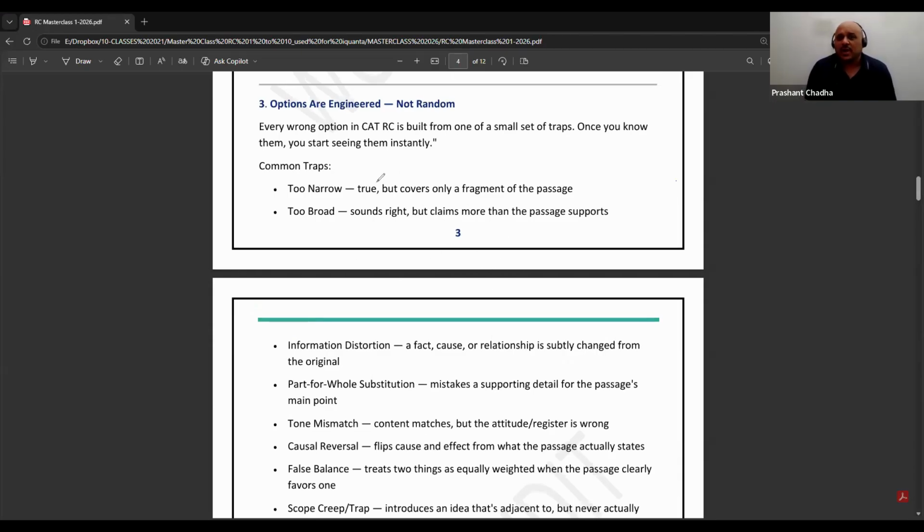One, it is too narrow. It is true, but it only covers one part of the passage, right? Does not cover the complete passage. Second, the answer choice is too broad. It sounds right, but claims more than the passage supports, right?